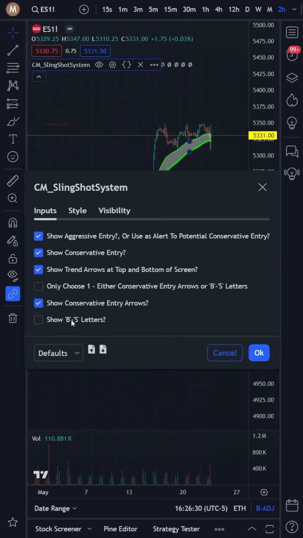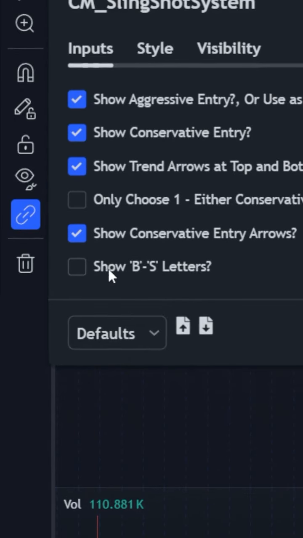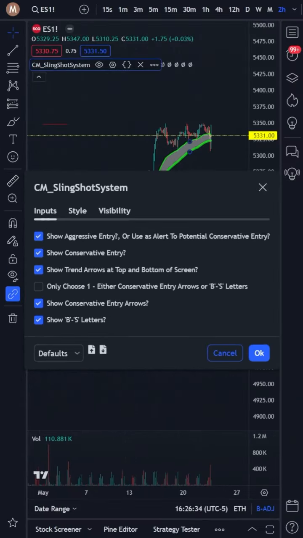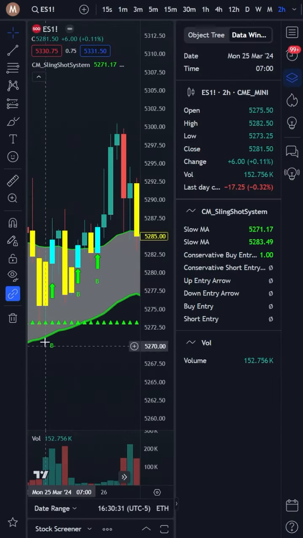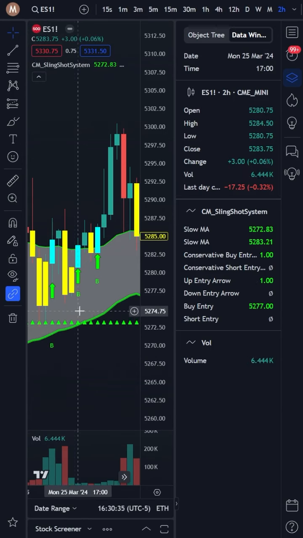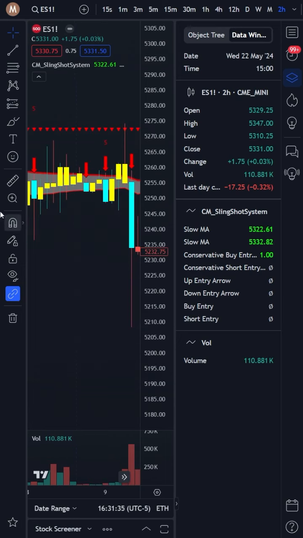We're going to rely on the conservative entry. We'll also enable the BS letters to show our buy and sell candles. If we look at the data window, we see that the buy entry is zero for most candles, but when the signal is fired, it's greater than zero. Knowing that, we can create an alert to go long when the buy entry is greater than zero and exit our position when the short entry is greater than zero.